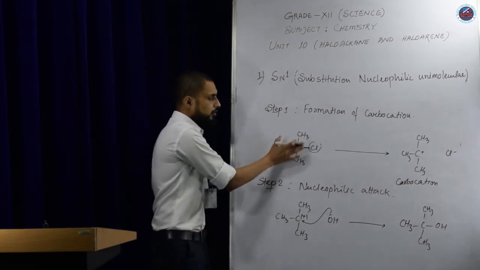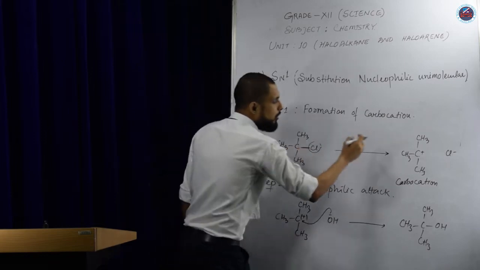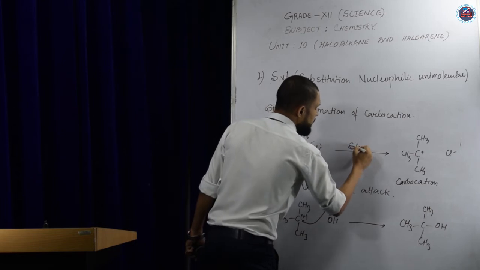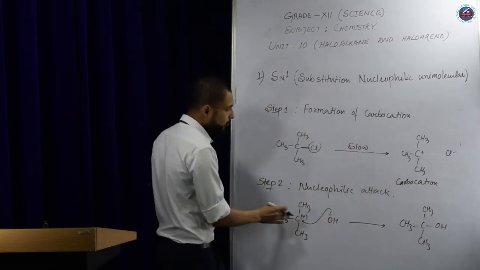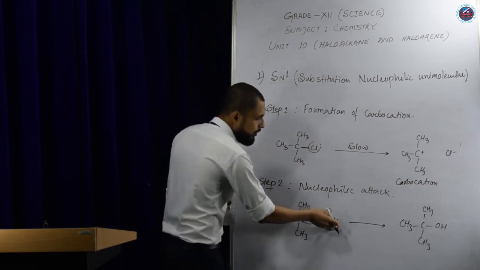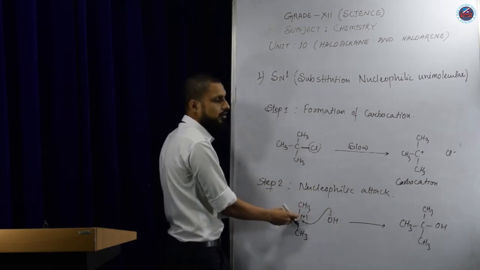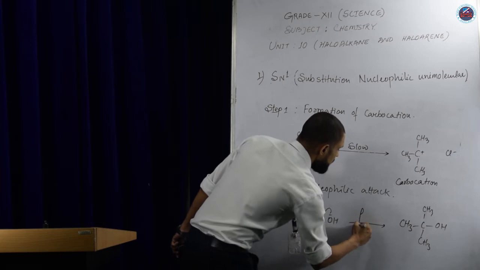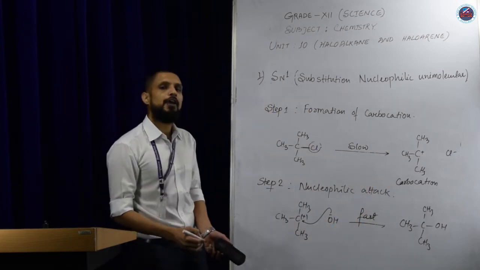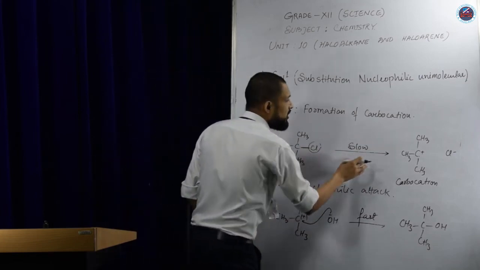Now here, in this mechanism, there are two steps. Step 1 involves breaking of bond. So this step is the slow step, whereas the second step involves formation of bond, that is OH, which is nucleophile, will attack the positively charged carbon to form the product. So this is fast. Now we know the rate of a reaction is always determined from the slow step.